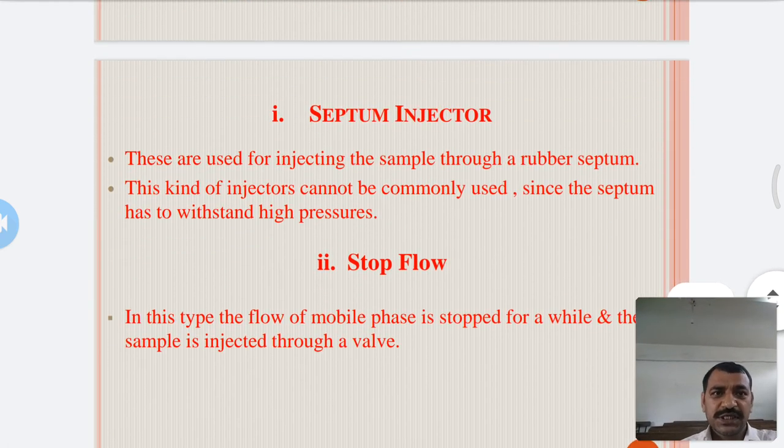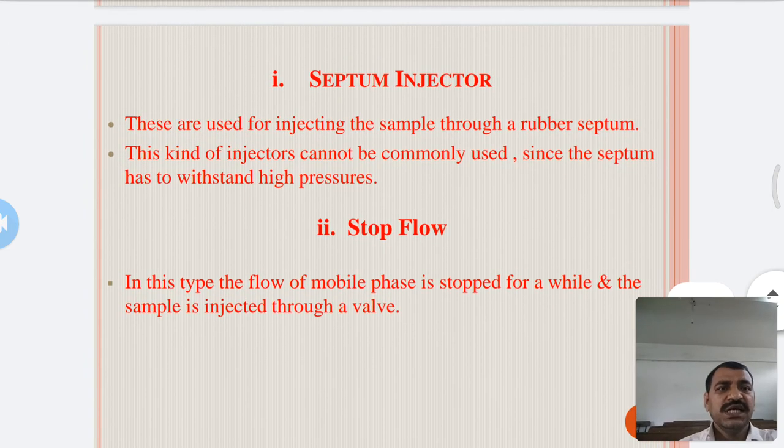So first, the septum injector. Okay, this is used for injecting the sample through a rubber septum. Okay, and this kind of injection cannot be commonly used, since the septum cannot withstand high pressure. At the same time, when high pressure is applied, these are not applicable.